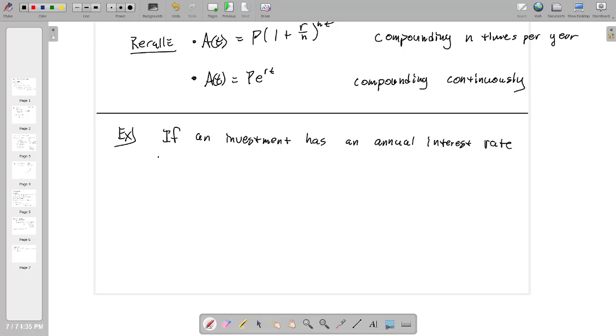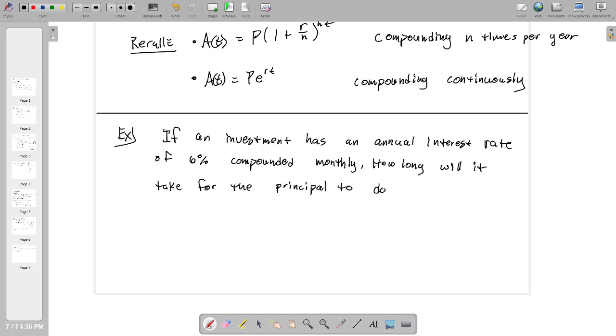If an investment has an annual interest rate of 6% compounded monthly, how long will it take for the principal to double? So compounding monthly means that we're using this top equation because we're compounding 12 times per year, not continuously, which means we have the equation A of t is equal to P (1 plus r divided by n) to the nt power. Now again, n is going to equal 12 because we're compounding 12 times per year, which is monthly. r is equal to 0.06, that's 6%. And that's all we know.